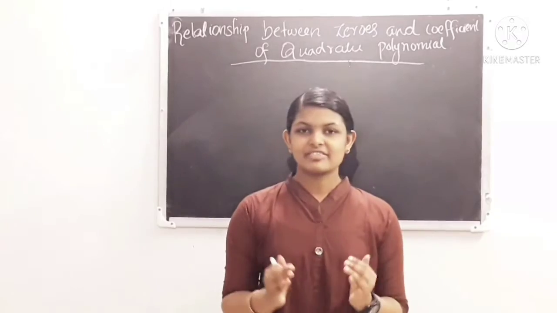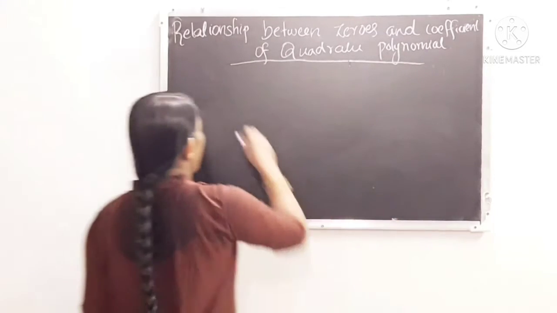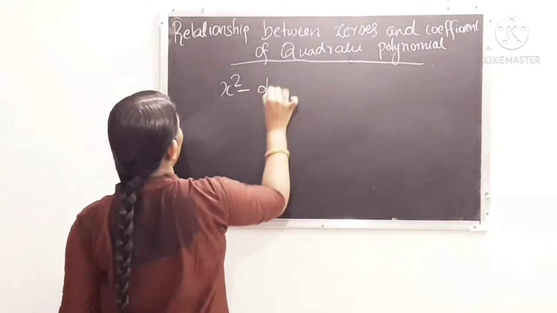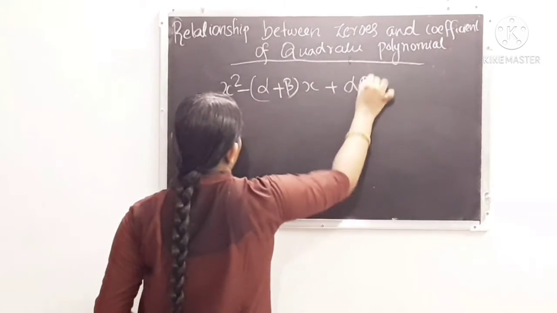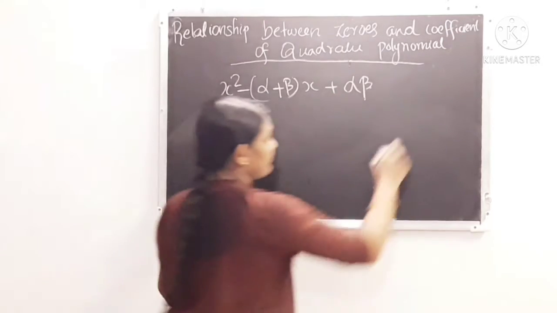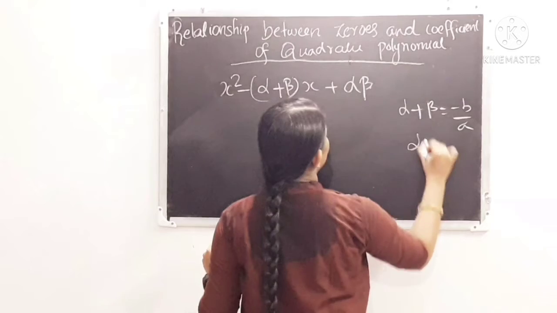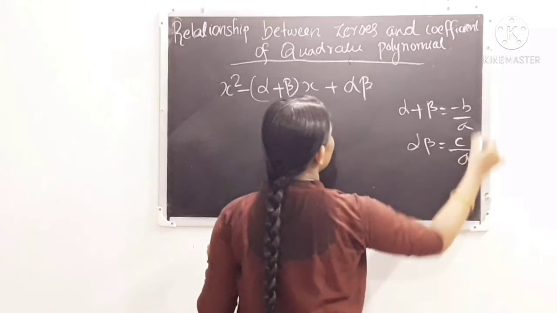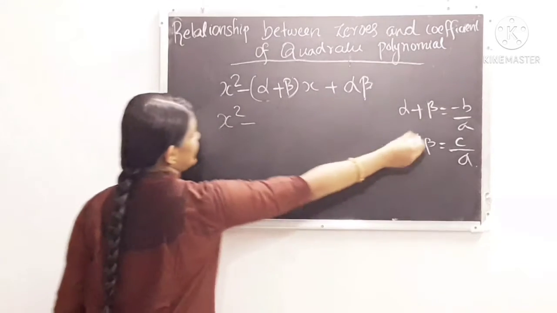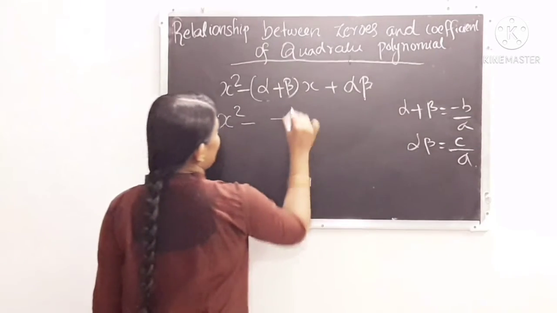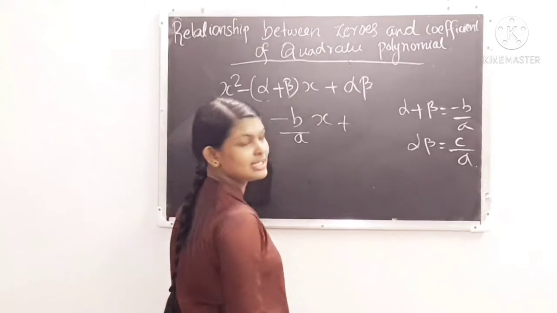Okay. We can write the quadratic polynomial in terms of its roots as x square minus (alpha plus beta) into x plus alpha beta. We already discussed that alpha plus beta is equal to minus b by a and alpha beta is equal to c by a. On substituting this in this equation, we are getting x square minus (minus b by a) into x plus c by a.